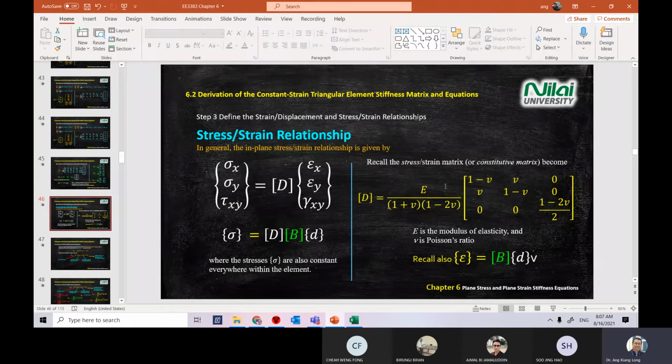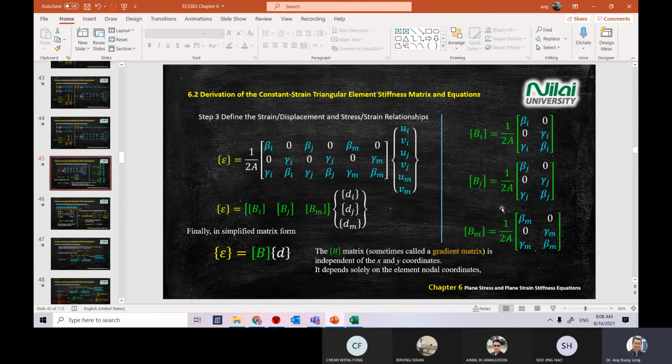So what is D? D is the yellow formula that you see on the screen here. Remember, the v here is the Poisson ratio. It's not the displacement v. Don't confuse them. And then D is given here. What is B? B is this one. B consists of BI, BJ, BM. Refer to these slides: BI equals this matrix, BJ equals this matrix, BM equals this matrix.